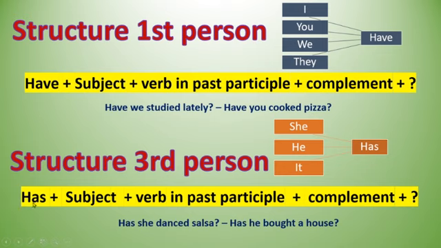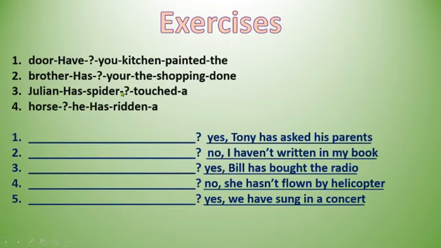Or third person: auxiliary, subject, the verb in past participle, complement, and your question mark. For example, has she danced salsa? And has he bought a house? You have to remember the structure, okay? First person, third person.